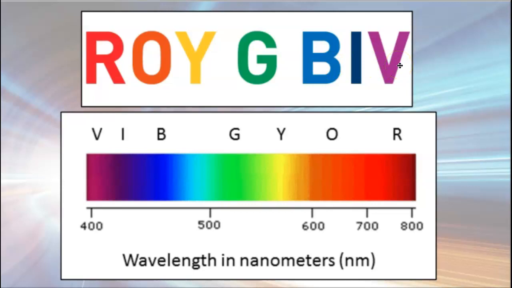But as we're looking at different spectra or using our spectral analysis, you're going to see this backwards in some cases. So it's going to be Vib G Yor. And the reason why this is backwards is because this is arranging the different wavelengths of visible light based on the wavelength in nanometers. So going from 400 nanometers to 800 nanometers. So this arrangement is looking at the wavelength from lowest to highest, whereas Roy G. Biv is looking at increasing energy.